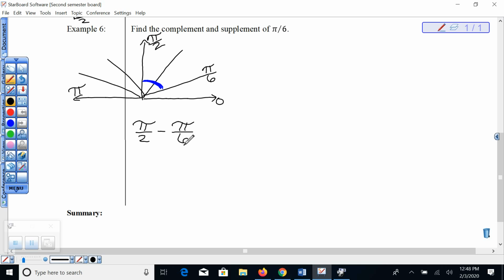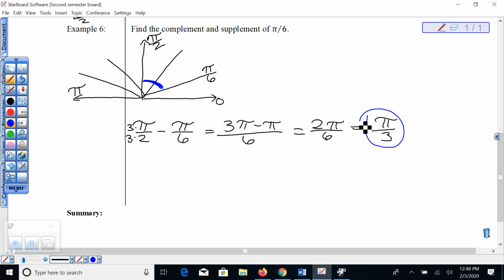So common denominators again. So I think we can go with 6. So that'd be 3 pi minus pi all over 6, which would be 2 pi over 6, which we then could reduce down to pi over 3. And so that would be our complementary value. So that's the complement.